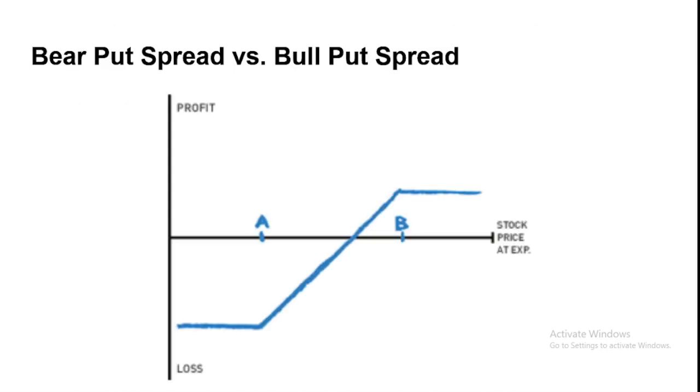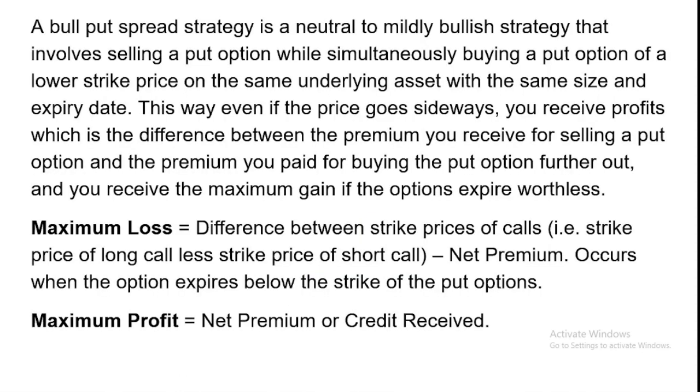So, bear put spread versus the bull put spread. A bull put spread strategy is a neutral to mildly bullish strategy that involves selling a put option while simultaneously buying a put option of a lower strike price on the same underlying asset with the same size and expiration date. This way, even if the price goes sideways, you receive profits, which is the difference between the premium you receive for selling a put option and the premium you paid for buying the put option further out. And you receive the maximum gain if the option expires worthless.